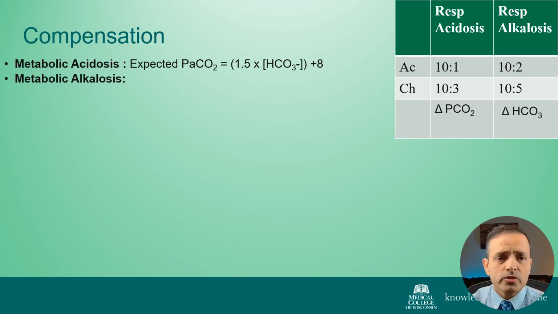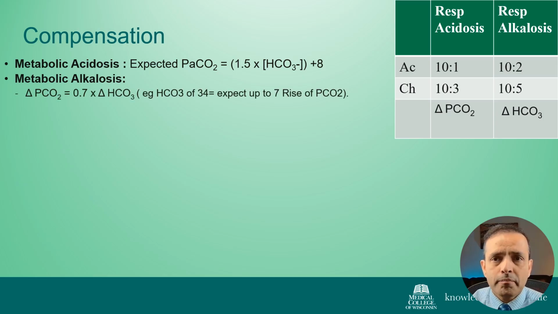In metabolic alkalosis, this is the formula: change in PCO2 is equal to 0.7 times change in bicarbonate. Let's say somebody has a bicarbonate of 34. What is normal bicarbonate? It's 24. So how much up? Up by 10. So change in PCO2 is equal to 0.7 times 10, which is 7. So we can expect up to a rise of 7 in PCO2 with that change of 10 in bicarbonate.